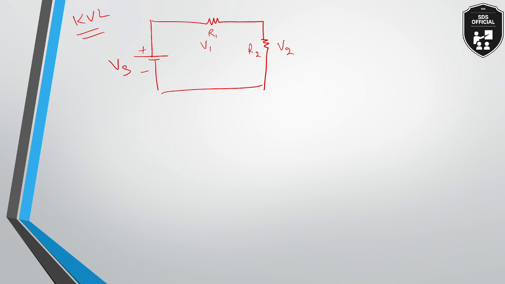Now this is the loop. Let us say current I1 flows through this loop. So what KVL states is that the sum of voltages Vs plus V1 plus V2 will be equal to 0. This is the concept of KVL. That means all the voltages within a loop, their sum is equal to 0. Now how does this actually happen? So you have to consider the sign notations.